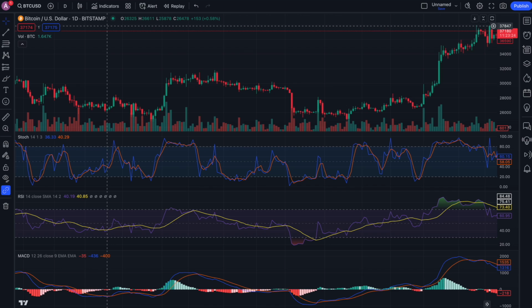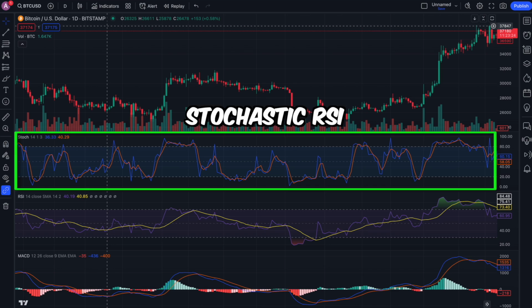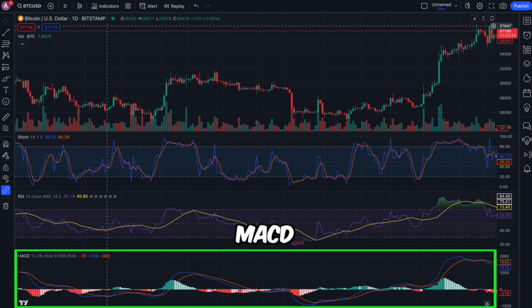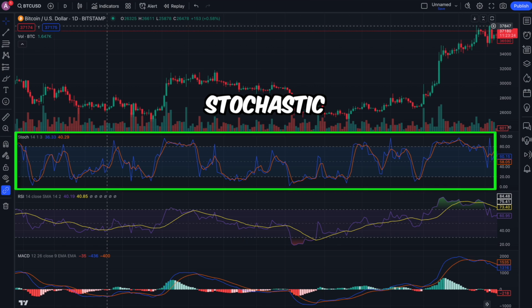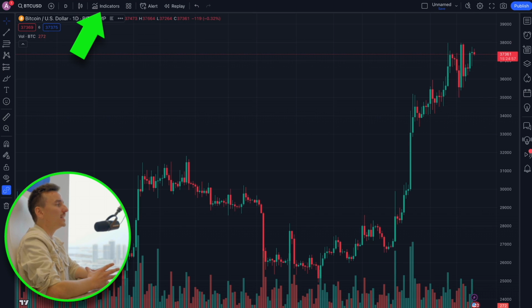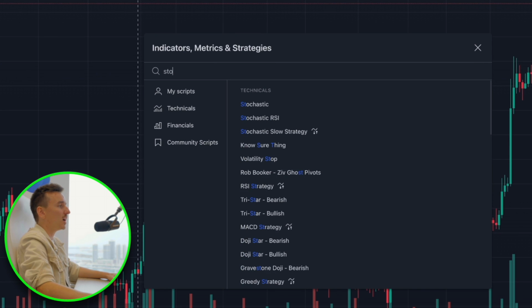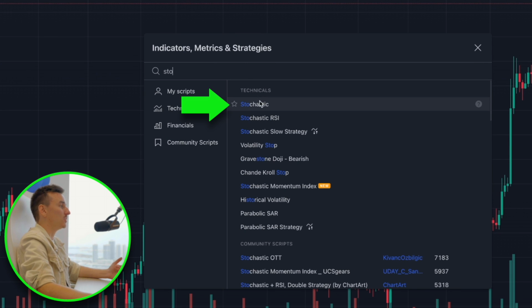Now let's go into the strategy. I will use a combination of 3 indicators: the stochastic RSI, the normal RSI, and the MACD. First, let's begin with the stochastic indicator. So go to the indicator tab on your TradingView account, type stochastic and select this one right here.